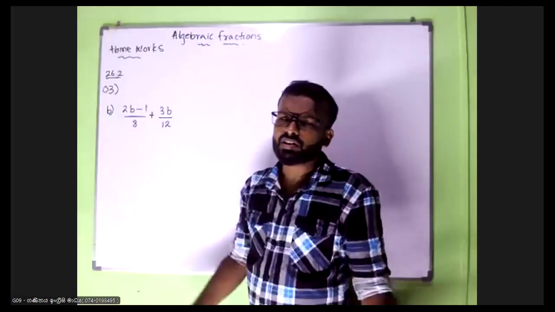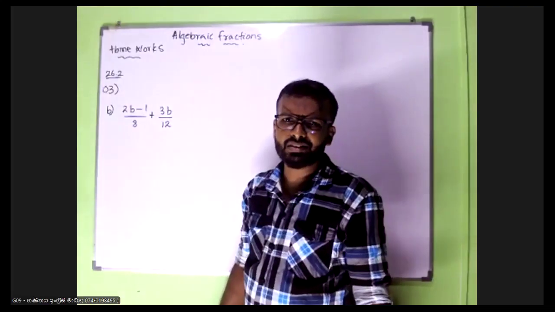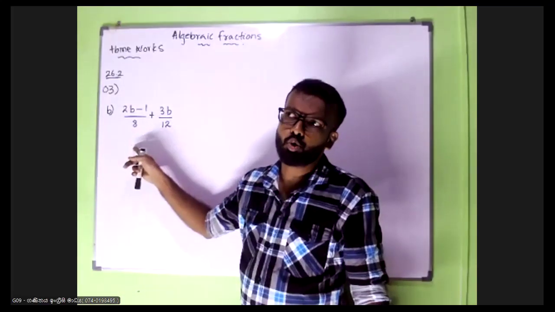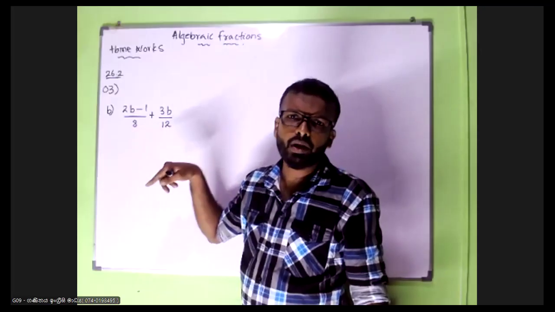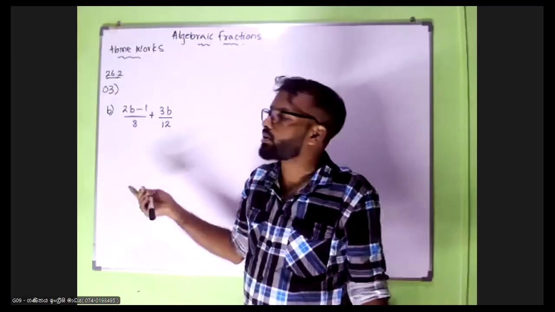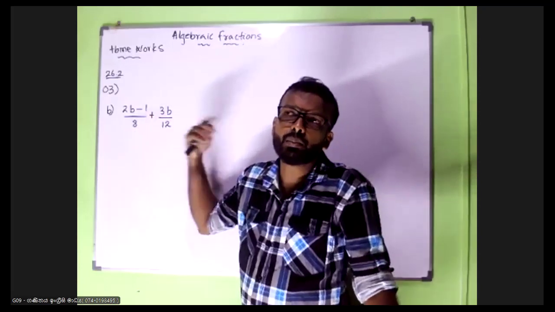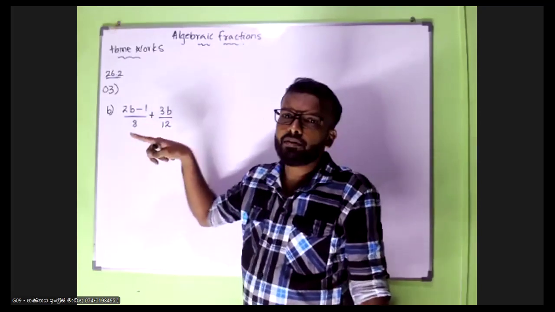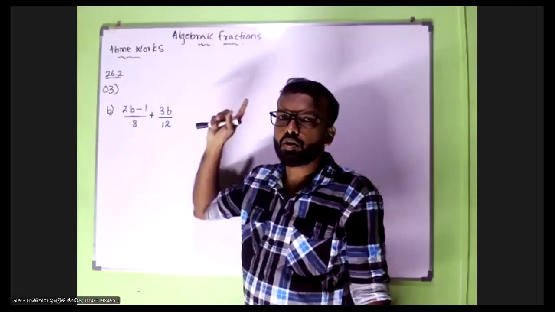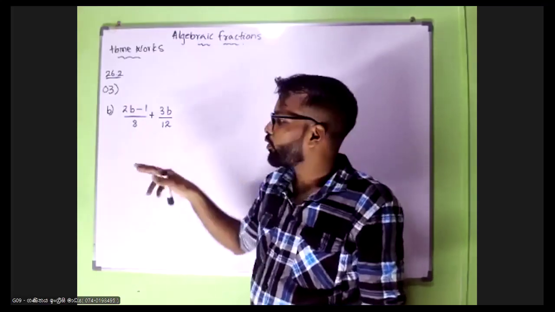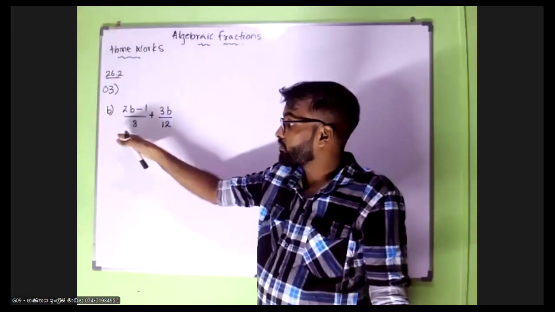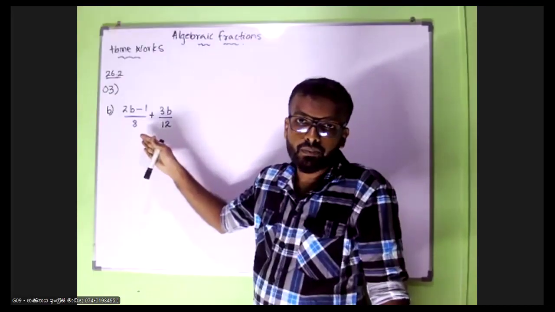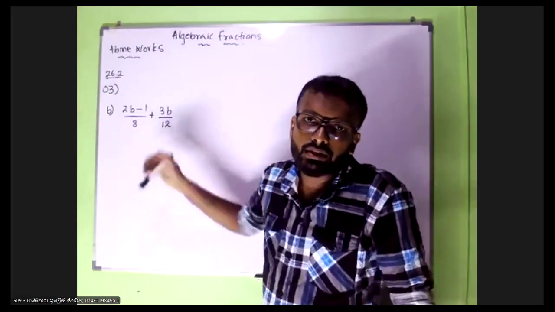8 and 12 have common factors, right? 8 can be divided by 2 and 12 also can be divided by 2. So 2 is a common factor. Or else, you can remember 8 can be divided by 4 and 12 can also be divided by 4. So 4 is also a common factor. So there are common factors for 8 and 12, so you need to find the LCM.